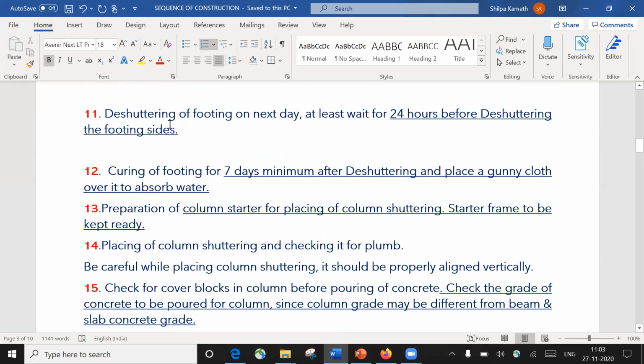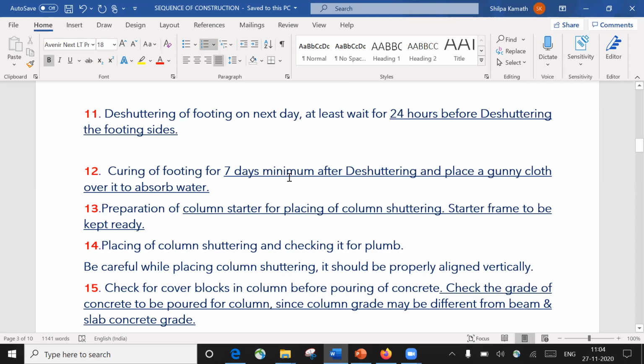See what you're going to do. Once you're done with the casting of the footing, tomorrow you are going to come at the same time. After 24 hours you are going to come, and whatever shuttering plates you had kept for the footing, that is the vertical sides of the footing, you are going to remove that. That is called de-shuttering of the footing. So usually what we follow is we wait for 1 day, and after 24 hours we remove those vertical shuttering. So once the shuttering is removed, immediately we have to do the curing, right?